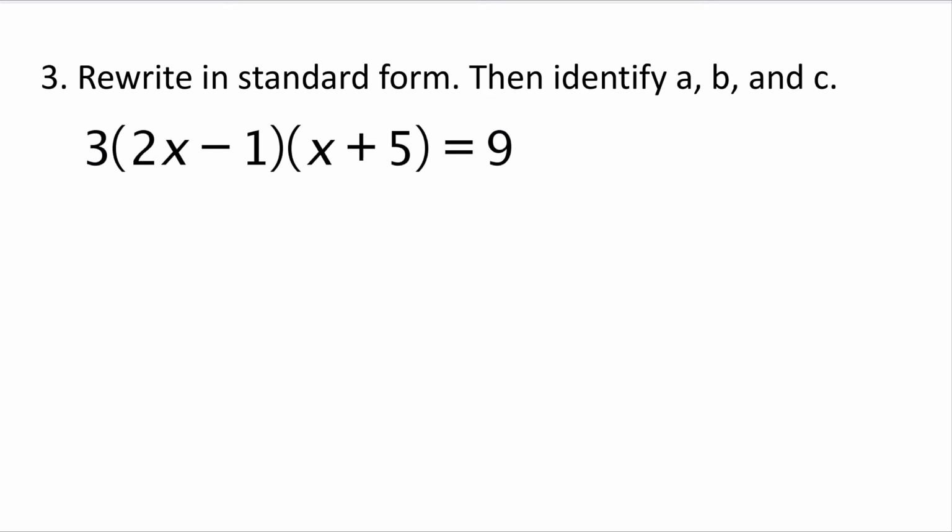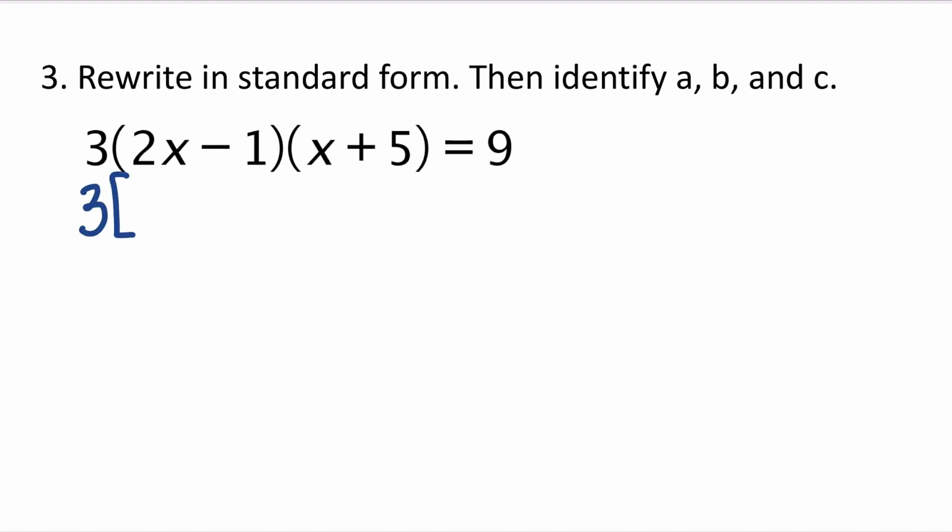Let's take a look at our third and final example. Let's rewrite the equation 3 times the quantity 2x minus 1 times x plus 5 equal to 9 in standard form. Then let's identify a, b, and c. Once again, we'll need to multiply the left-hand side and then set the right-hand side equal to 0.